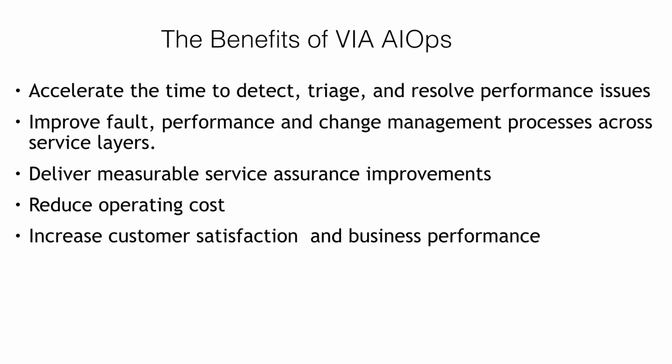with the ability to ingest and process metrics, traces, logs, and events. VIA handles fault, performance, and change management across service domains, automating workflows and delivering measurable service assurance improvements. The result is a reduction in the overall cost of addressing performance issues and improving the customer experience by accelerating not only the time to detect issues, but to resolve them.